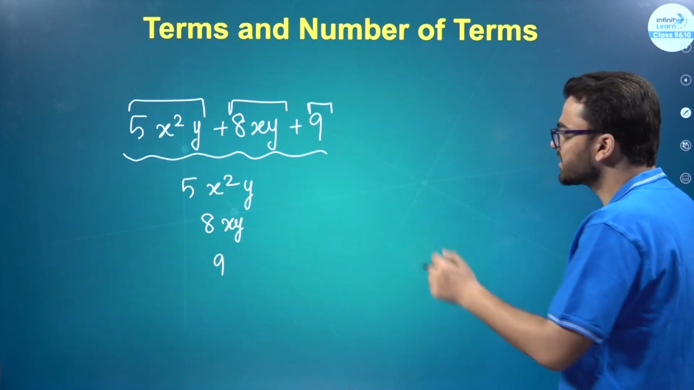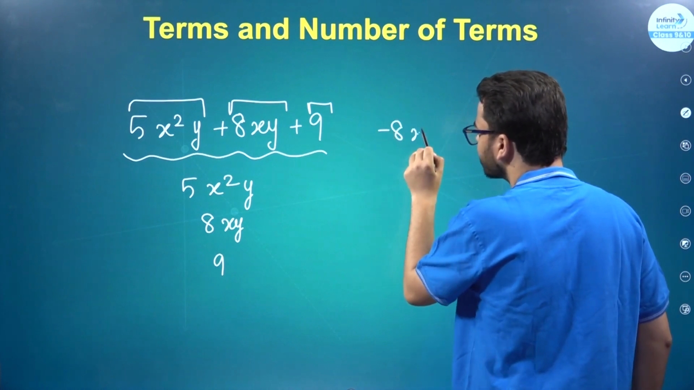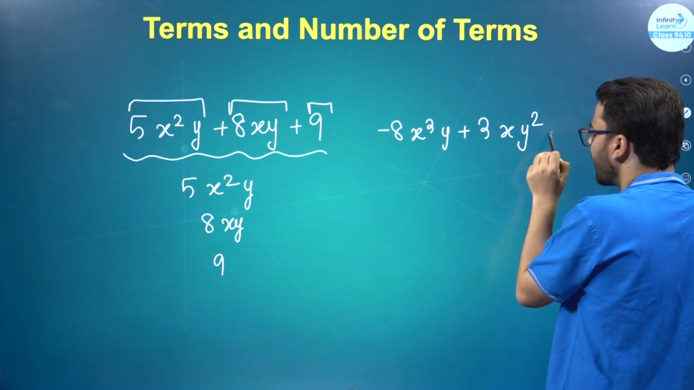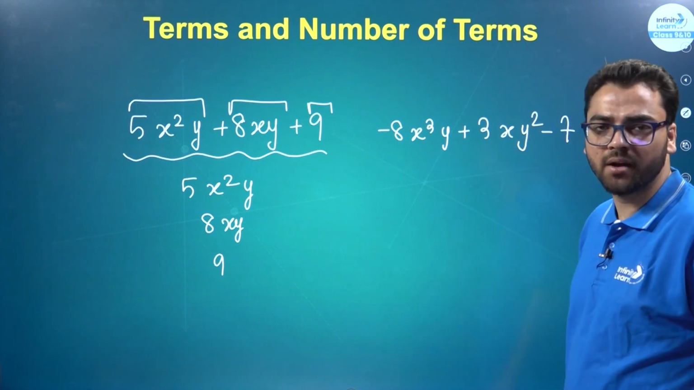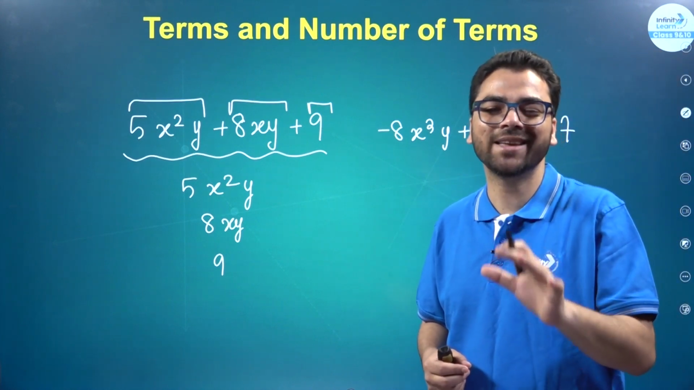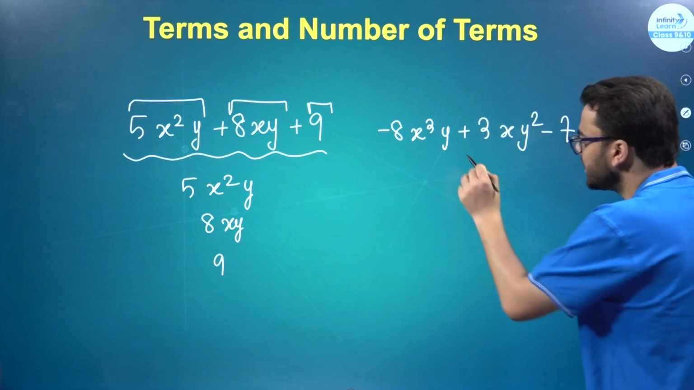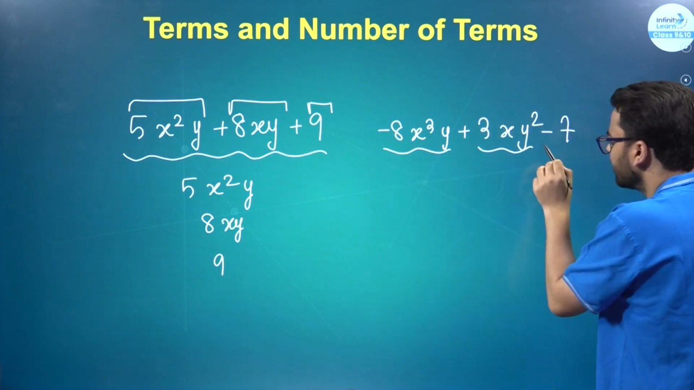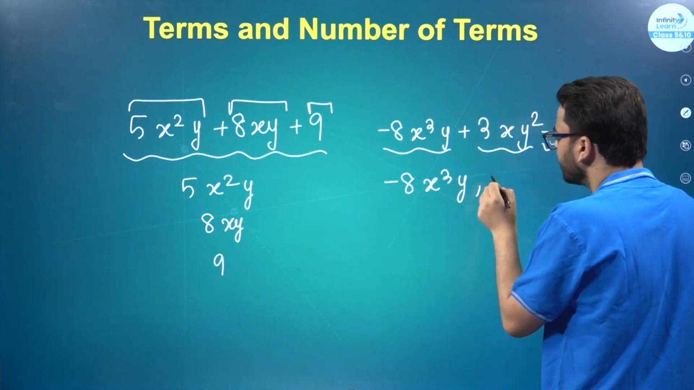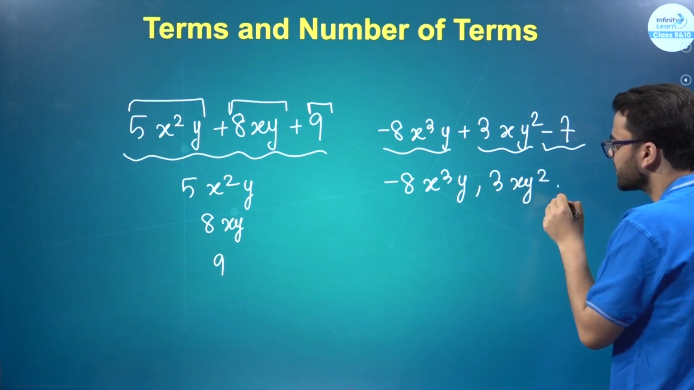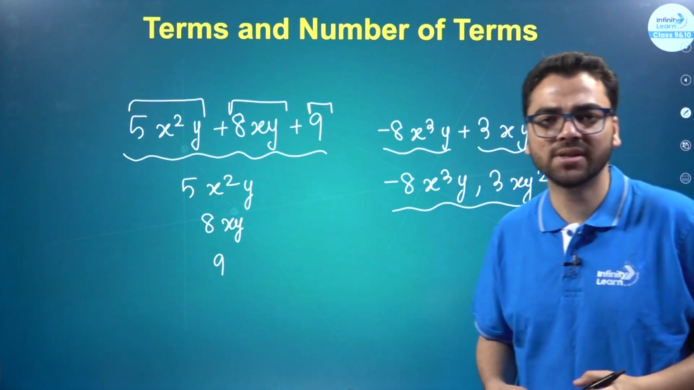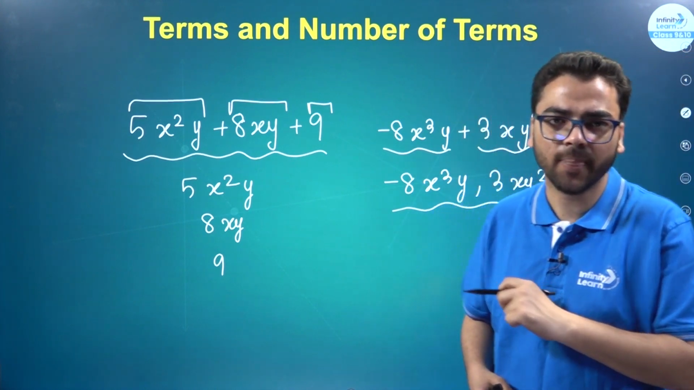Fine. So for example, if I'm writing minus 8x cube y plus 3xy square minus 7. So what are the terms over here? Parts of an algebraic expression separated by addition and subtraction sign, they are the terms. So over here you see, this is a term, this is another term, this is another term. So basically minus 8x cube y, 3xy square and minus 7. These are the terms over here, right? Parts of algebraic expressions separated by addition or subtraction sign.